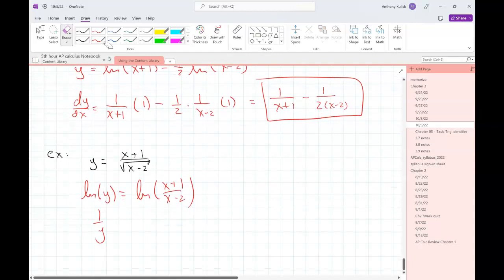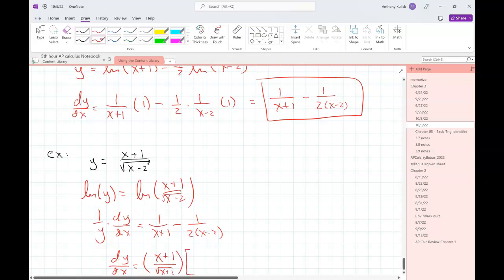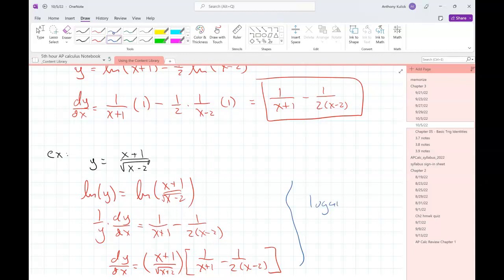So the derivative of y is going to be 1 over y dy dx. And then this, we already did. And then we just multiply both sides by y. And I'm done. What? This process that we just used is called logarithmic differentiation.